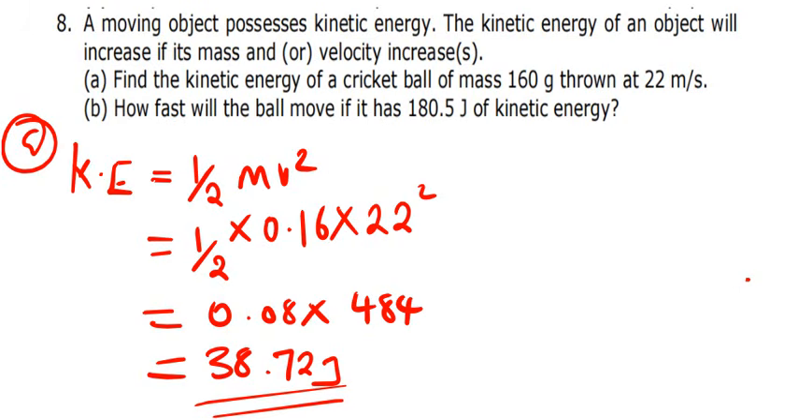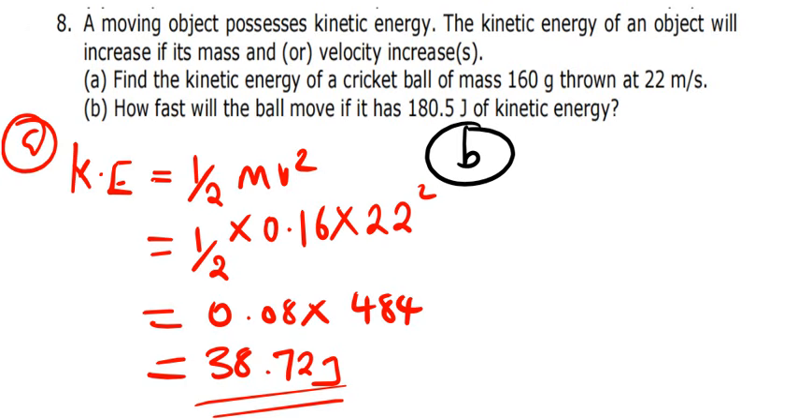Now let's solve B. How fast will the ball move if it has 180.5 joules of kinetic energy? We're asked how fast, which is the velocity. So how fast is it going to move? Now we have everything that we need, the mass and the kinetic energy.